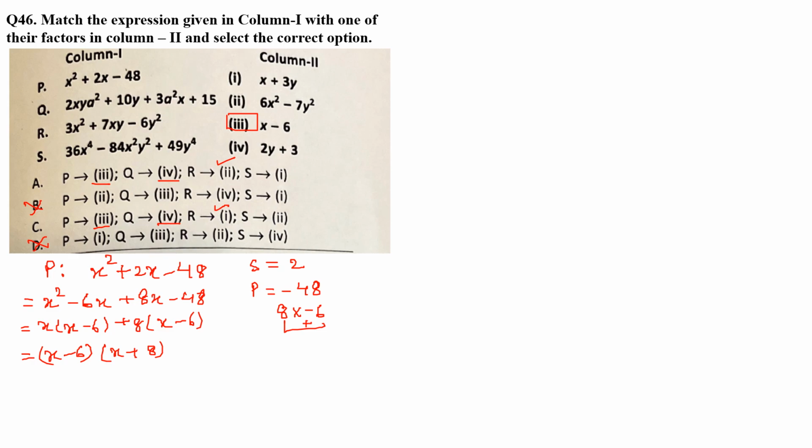So for R part, if you see, it is given as 3x square plus 7xy minus 6y square. So here also you have to find two numbers whose sum will give you 7 and whose product will give you minus 6 into 3, which will be minus 18. Now product is negative again, so it means one of the numbers is going to be negative, but sum is positive. It means the greater number will be positive. So I can see from here 9 times minus 2. 9 into minus 2 will be minus 18, and if I add it, I will get 7.